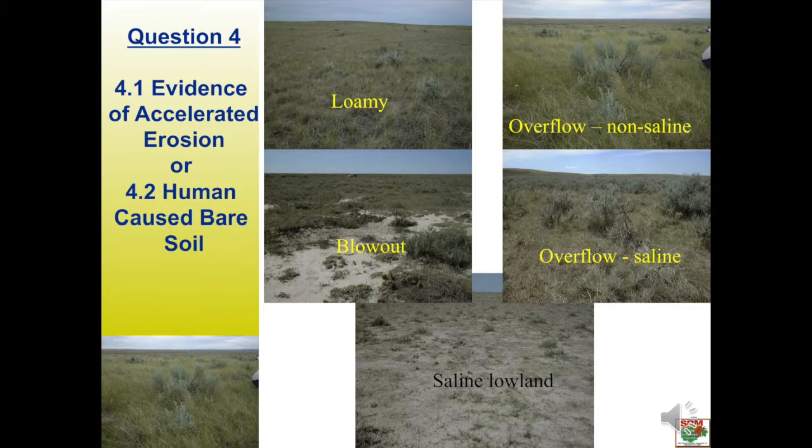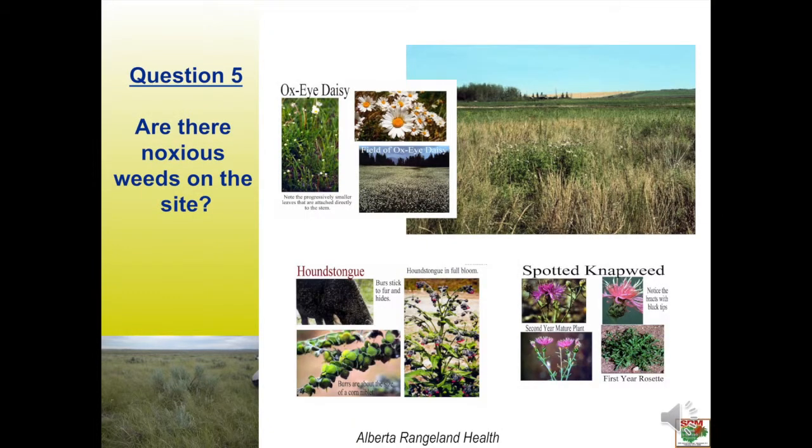So it's a two-part question. Is there evidence of accelerated erosion, and is there an increase in human-caused bare soil? And then the fifth question looks at noxious weeds, and we use a density distribution, coding, and cover estimate to come up with an estimate of weeds.